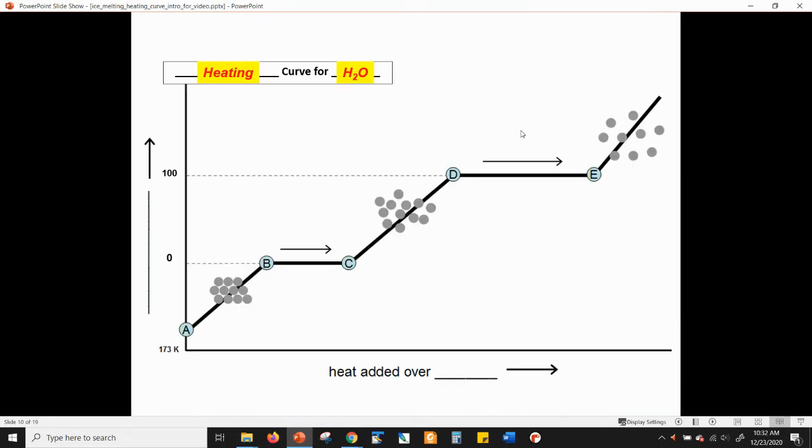Here's another way to look at it. This is what's called a heating curve. It may look a little weird, but you'll learn about these this week. Okay, it's just showing that we're adding heat over time to some substance. In this case, it's water, and we're showing the temperature.